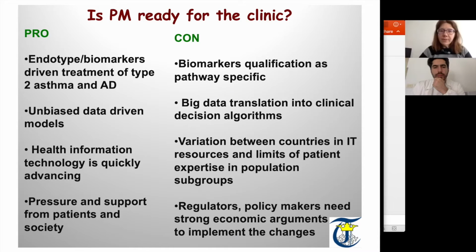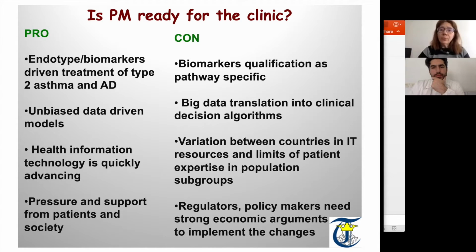So dear colleagues, is precision medicine ready for the clinic? We have some arguments that it is there. For example, at least for type 2 asthma and for atopic dermatitis, we already use this biomarker-driven treatment, because we measure type 2 cytokines before we take the decision of initiating the treatment with the biological. We already use these unbiased data-driven models, especially in research. Health information technology, which provides you with data in real time, is quickly advancing, and we have a lot of pressure and support from patients and society, because the concept of precision medicine is very appealing to the patient. He wants to have treatment tailored to his needs.